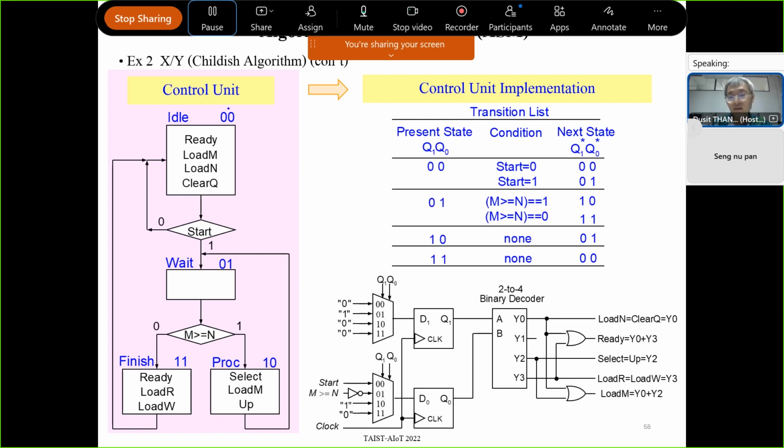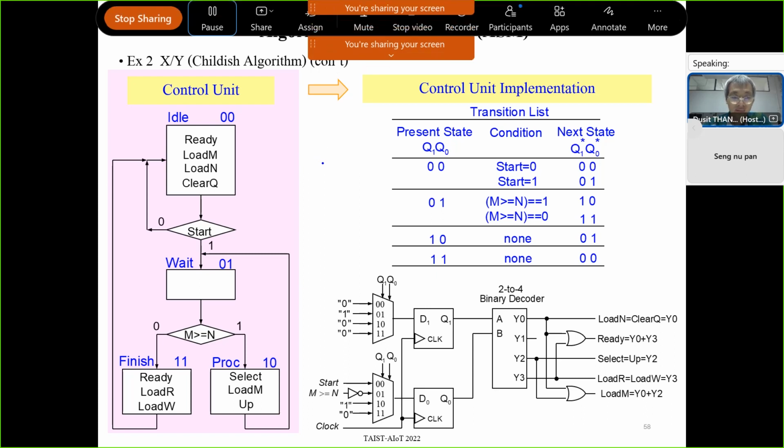For this one, there are 4 states, so there are 2 flip-flops. In this case, it's Q1, Q0. 00 is state idle. 01 is state wait. 10 is state process. 11 is state finish.